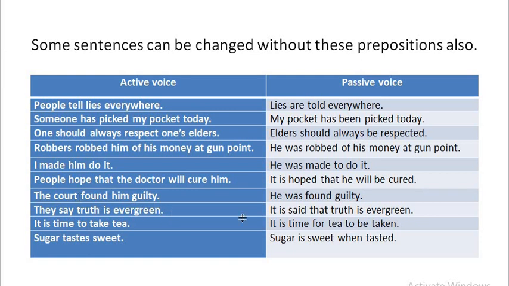They say truth is evergreen. It is said that truth is evergreen. It is time to take tea. It is time for tea to be taken. Sugar tastes sweet. Sugar is sweet when tasted. So in these cases, you see that prepositions are dropped, not used at all. So you have many varieties. In one case, you use by. In another case, you use to, with, at, in, etc. And in the last case, you can see that you should simply drop all those depending upon the requirement.